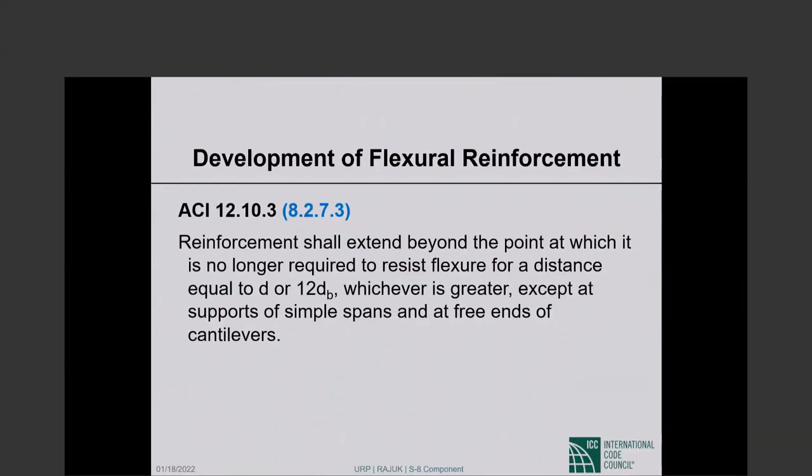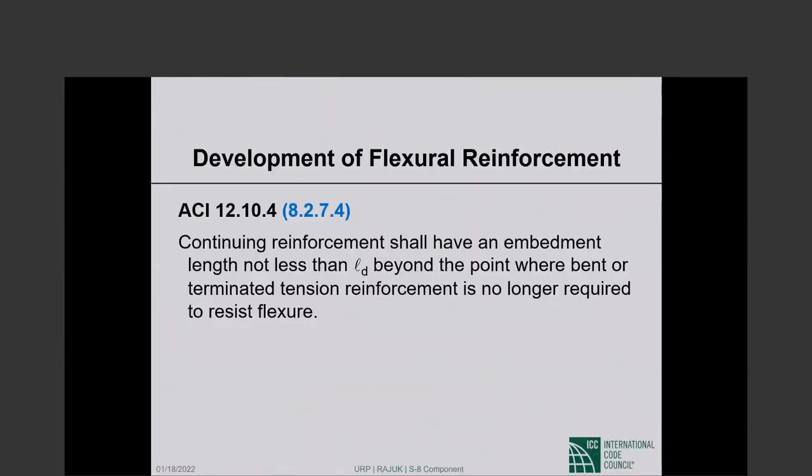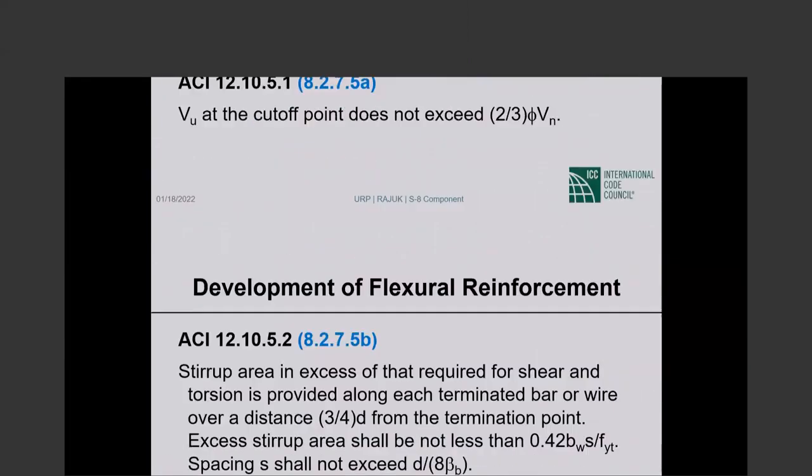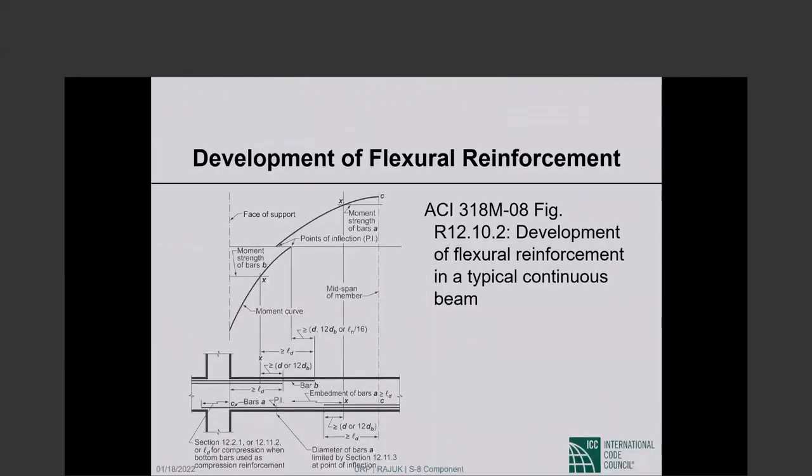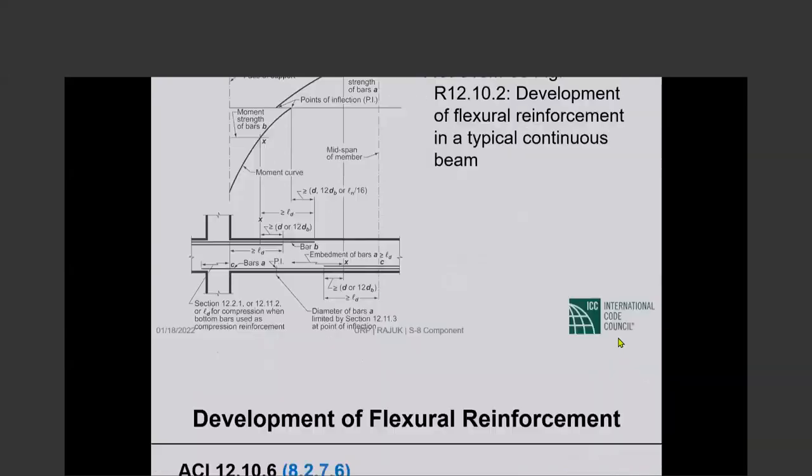What was said here. Okay, so both of the things are important. The d or 12 bar diameter, but this is no less important, that the continuing bars have to have full development length beyond the theoretical point of cutoff.